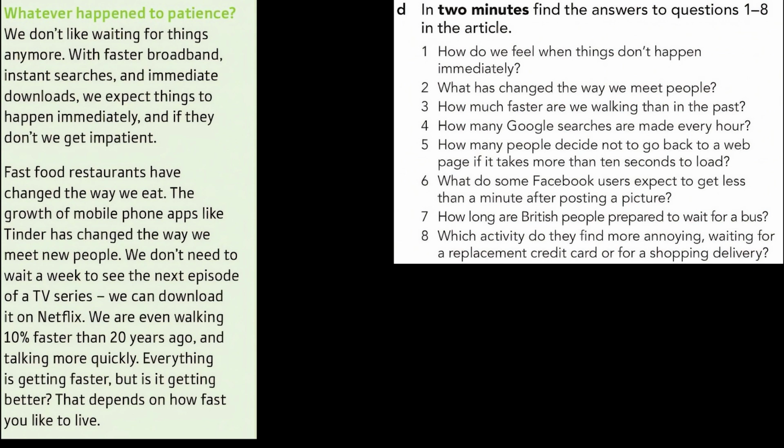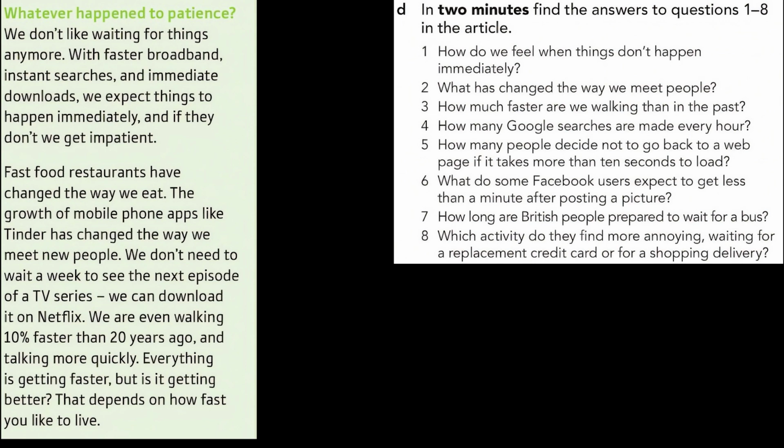I want it and I want it now. Why are we so impatient? Whatever happened to patience? We don't like waiting for things anymore. With faster broadband, instant searches, and immediate downloads, we expect things to happen immediately, and if they don't, we get impatient. Fast food restaurants have changed the way we eat. The growth of mobile phone apps, like Tinder, has changed the way we meet new people. We don't need to wait a week to see the next episode of a TV series. We can download it on Netflix. We are even walking 10% faster than 20 years ago and talking more quickly.